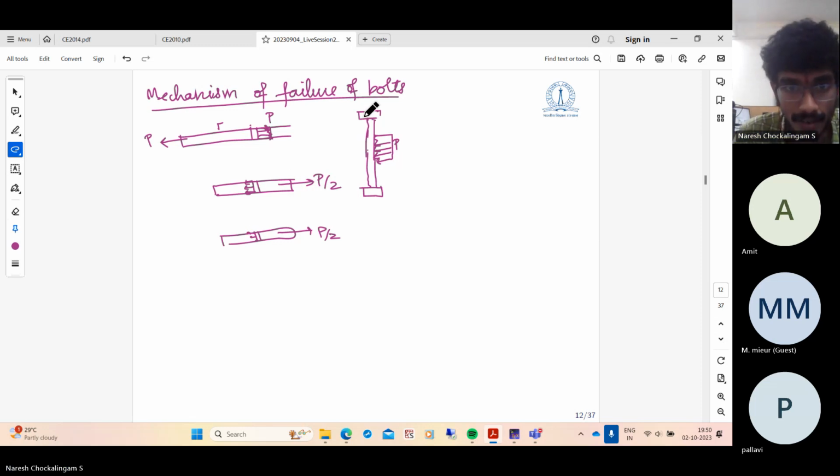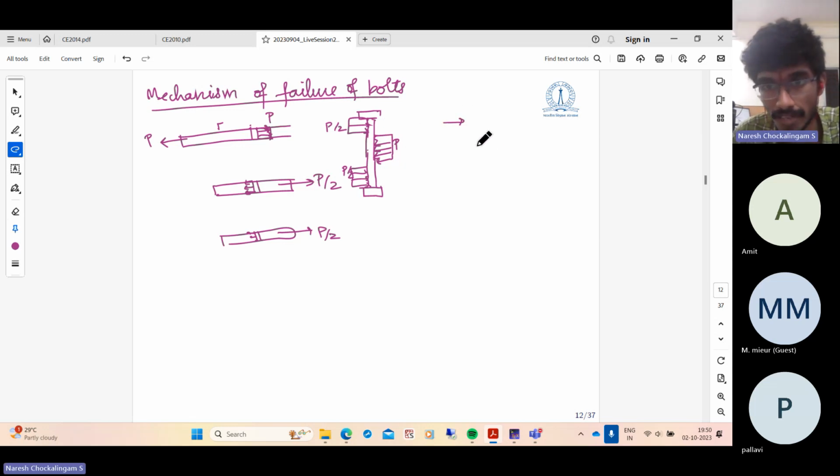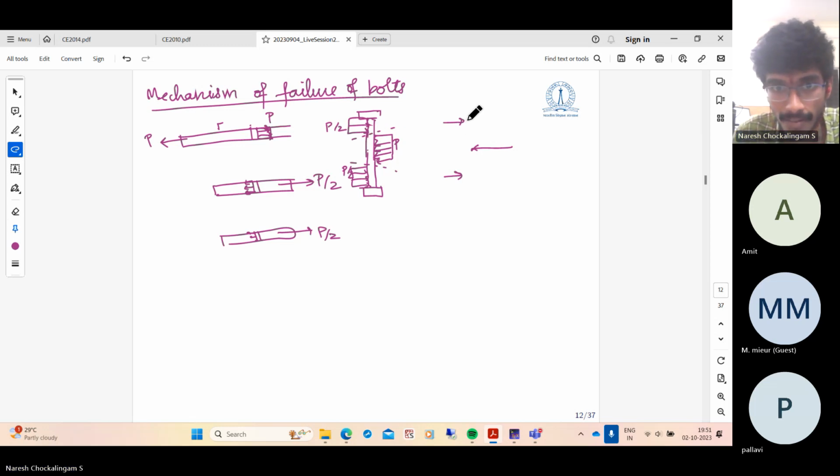So the force on the bolt will be P by 2 here and P by 2 here. Now, what does this do to the bolt? In this system of forces, you have one force like this, one force like this, and one force like this. This can shear the bolt at these locations. If we take this cross section, the section above is subjected to a force to the right, and the section below is subjected to a force towards the left. So there is a shear coming onto this cross section. So the bolt can go into 3 pieces like this.